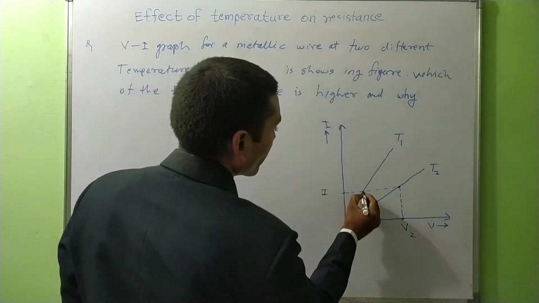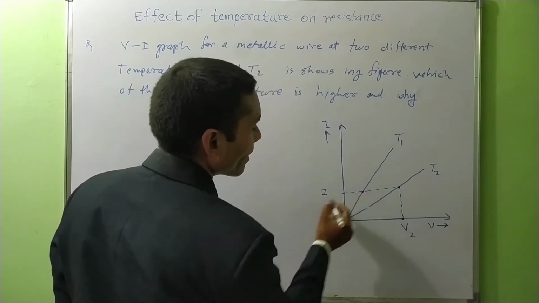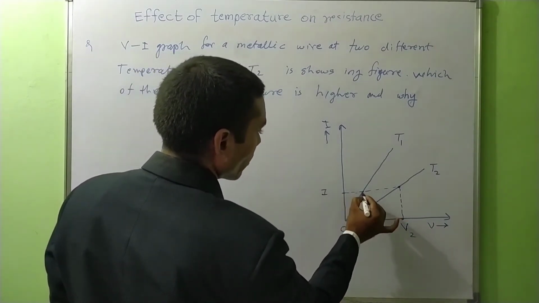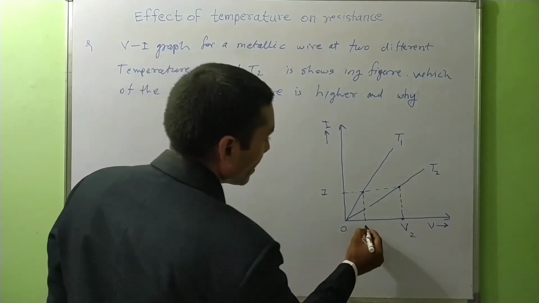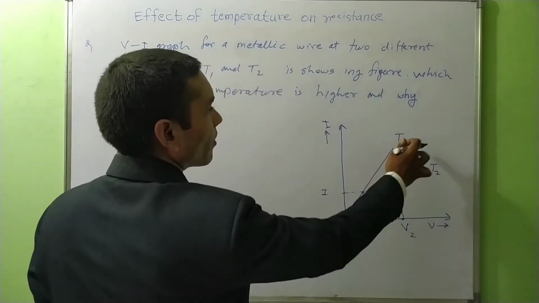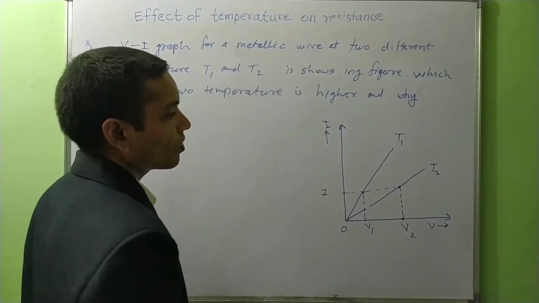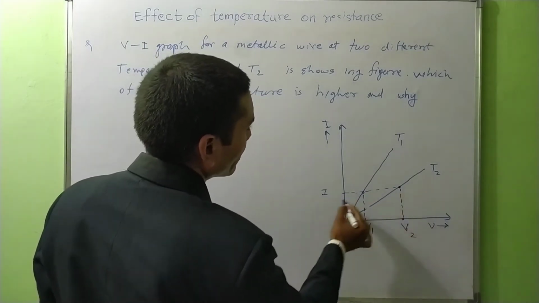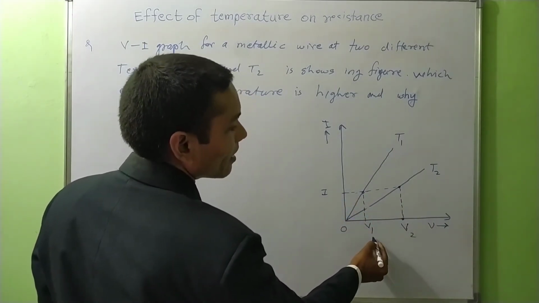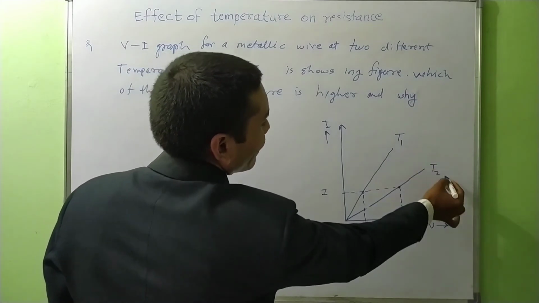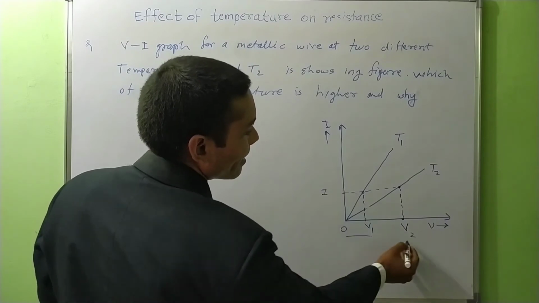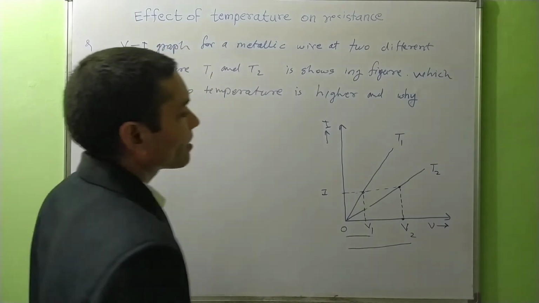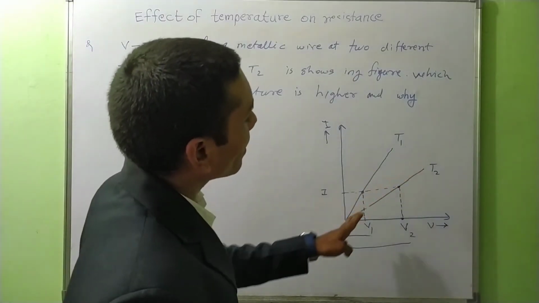Okay, take a point on this line, and draw the normal on the V axis from this point. Let this value be V1 for temperature T1. You know, at constant current, here the potentials are different for T1 and T2. Okay, this potential V1 is less than the V2 potential. Now we have to find the slope of these lines.